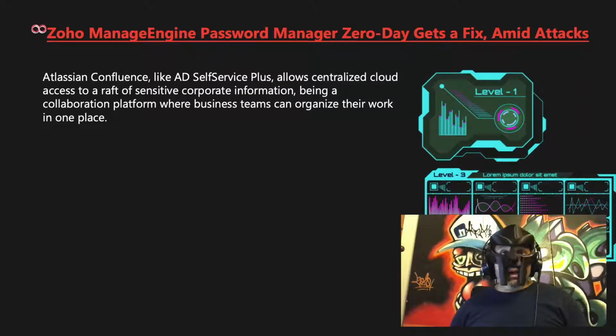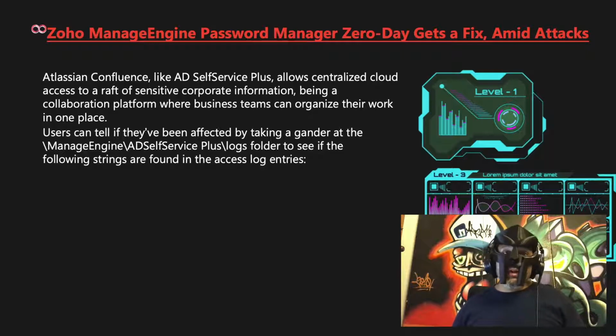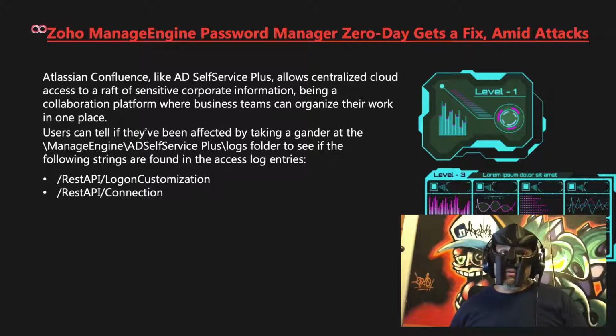Atlassian Confluence, like ADSelfService Plus, allows centralized cloud access to a raft of sensitive corporate information, being a collaboration platform where business teams can organize their work in one place. Users can tell if they've been affected by taking a look at the ManageEngine ADSelfService Plus logs folder to see if the following strings are found in the access log entries: /RestAPI/LogonCustomization or /RestAPI/Connection.